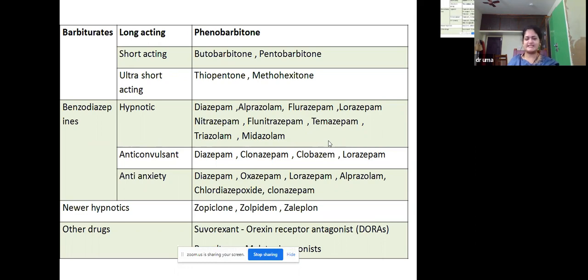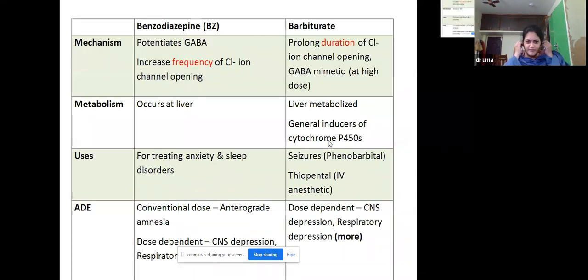And the newer hypnotics are also called Z drugs: zopiclone, zolpidem, and zaleplon. And DORAs. DORA is dual orexin receptor antagonist. It is a newer drug, suvorexant, and the melatonin receptor agonist is ramelteon. These are the drugs used as sedatives and hypnotics. So DORA is dual orexin receptor antagonist. This is suvorexant.